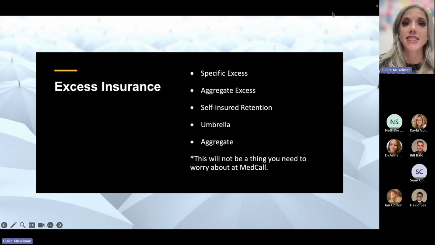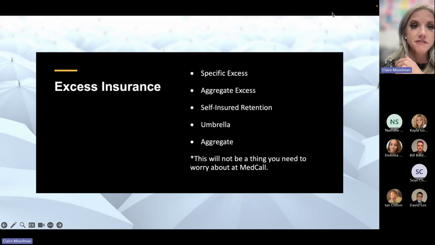So again, think $250,000, $350,000, maybe $500,000 that we will control. And then anything in excess of that will get turned over to the excess. You guys will probably not ever see that here at MedCall unless it is like a ridiculously horrific loss on the get-go, where we know we're already at $500,000 because of the severity of the injury that transpired.